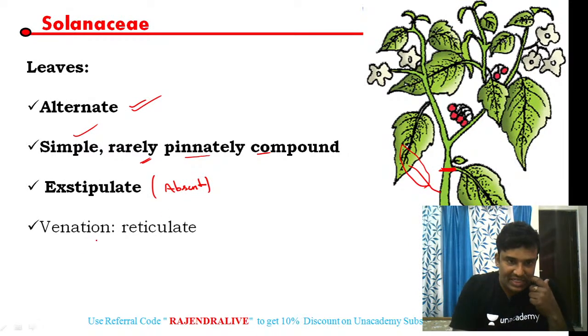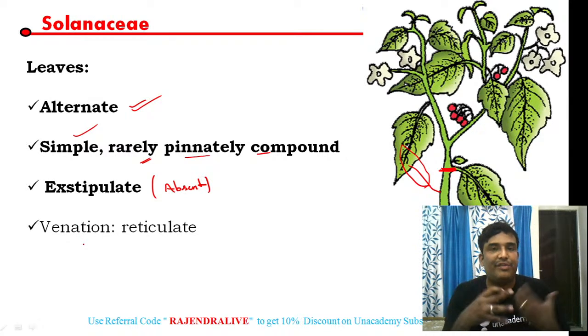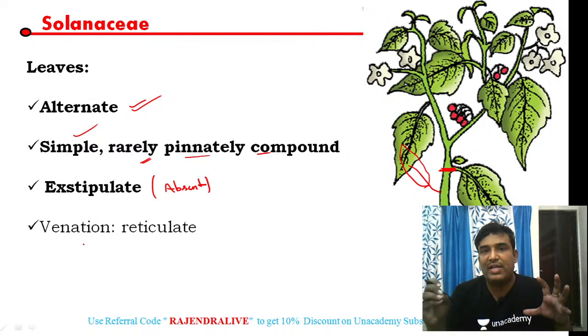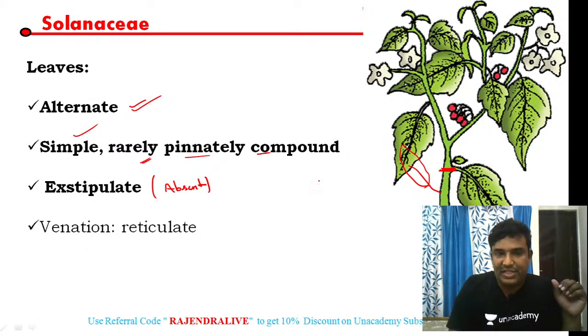Then if you see the venation, the arrangement of veins and veinlets: how do we define venation? The arrangement of veins and veinlets on the leaf is called venation. And the type of venation here is called reticulate venation. Reticulate venation is a character feature of dicots.